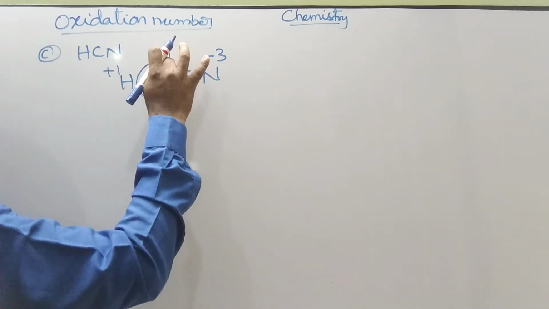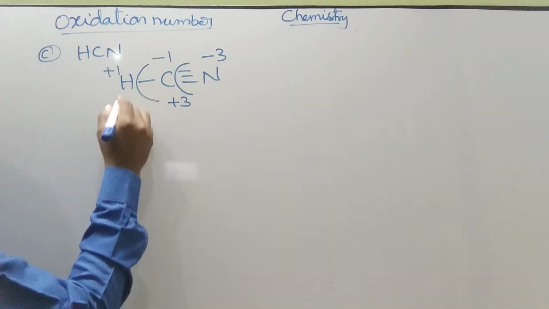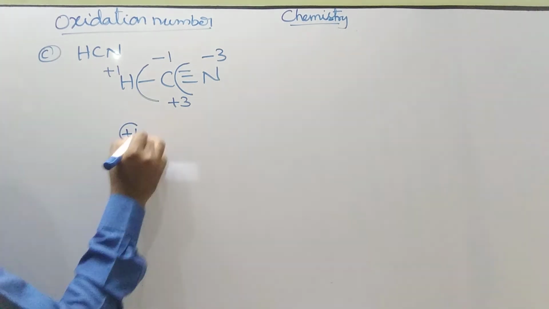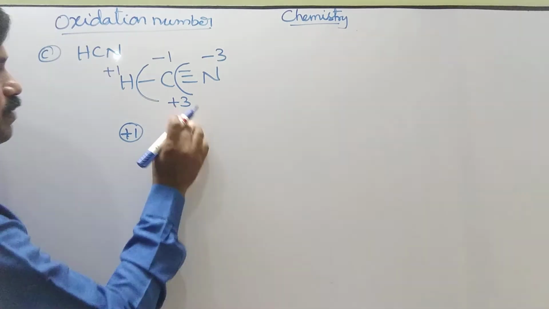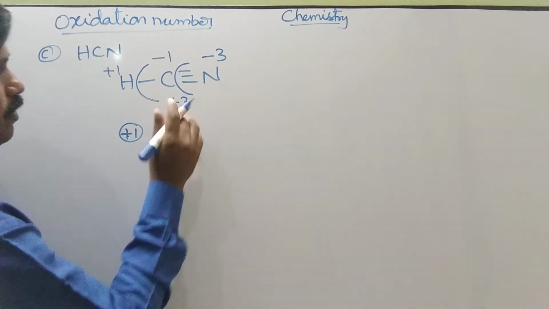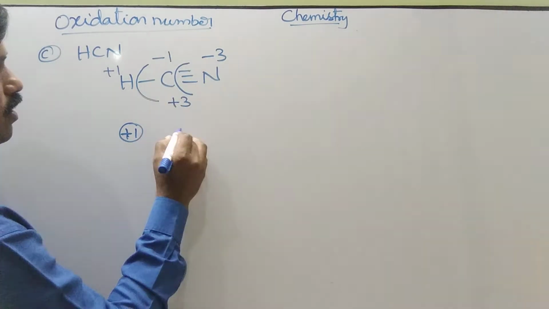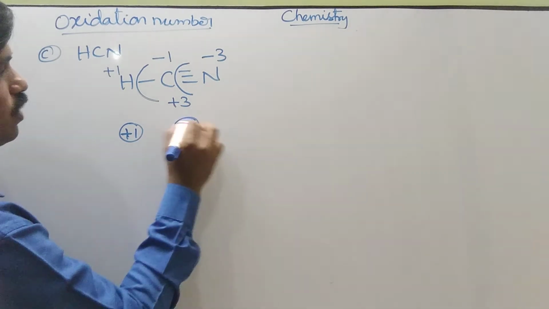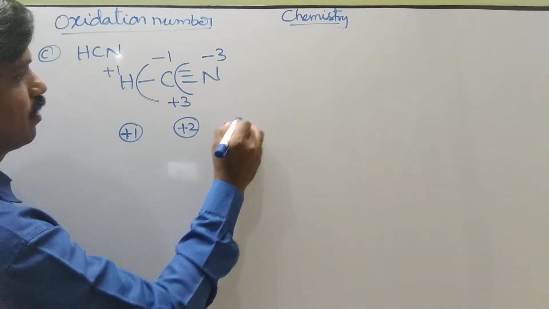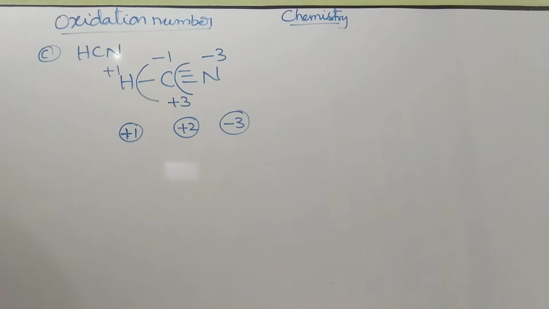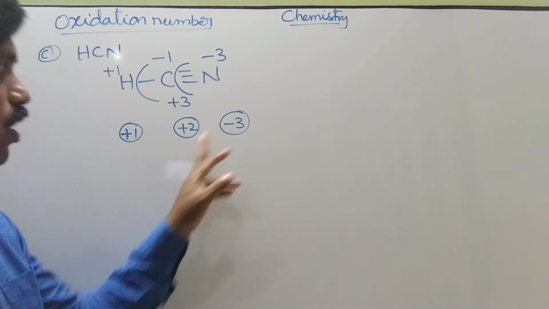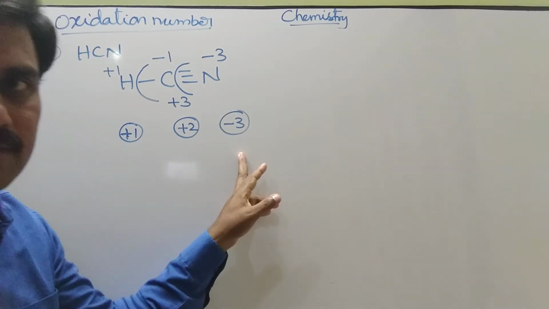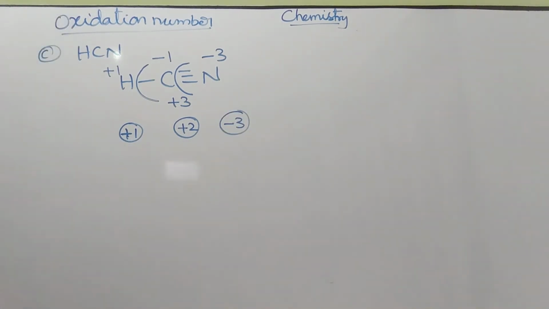Now look at the total for carbon. Hydrogen is exhibiting +1 oxidation state. Carbon is exhibiting +3 and -1. Carbon is exhibiting +2 oxidation state overall and nitrogen is exhibiting -3 oxidation state. So in the hydrogen cyanide compound, hydrogen exhibits +1, carbon exhibits +2, nitrogen exhibits -3 oxidation states.